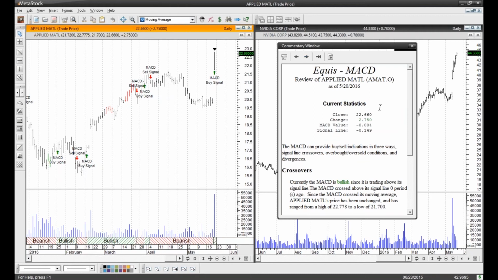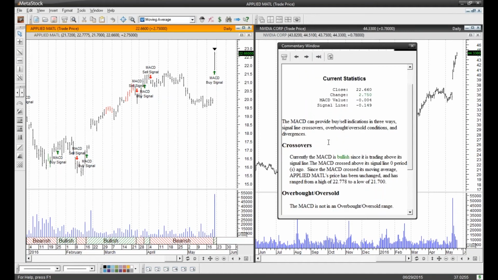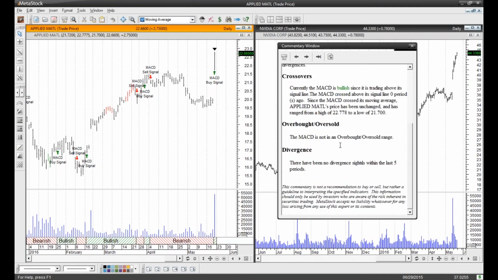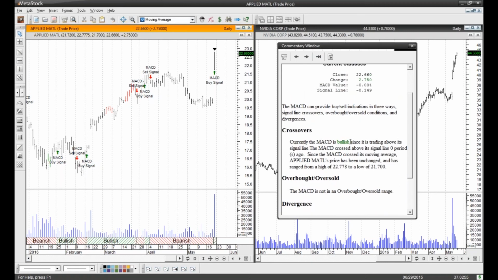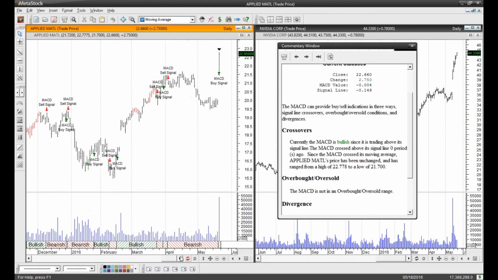today's bar that does have a signal. Big gap up in this bar, but as you can see, the commentary has changed. Currently, the MACD is bullish since it is trading above its signal line. So with the MACD, again, all we're looking for is crossing above and below its signal line to generate these buy and sell signals. This is obviously also why we hit a 52-week high.